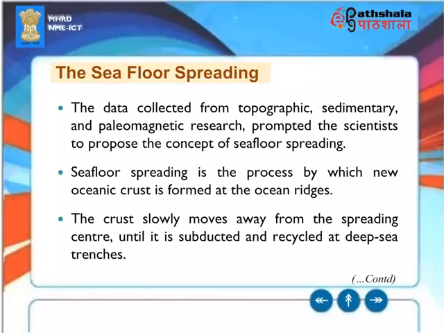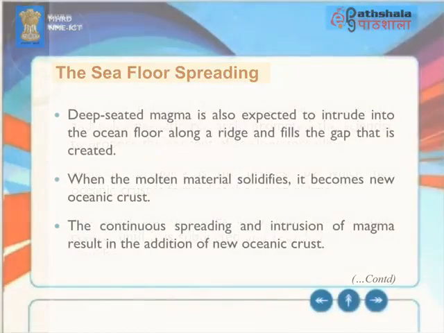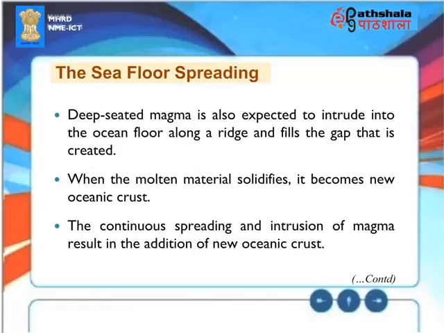The seafloor spreading. The data collected from topographic, sedimentary, and paleomagnetic research prompted the scientists to propose the concept of seafloor spreading. Seafloor spreading is the process by which new oceanic crust is formed at the ocean ridges. The crust slowly moves away from the spreading center until it is subducted and recycled at deep-sea trenches. Deep-seated magma is also expected to intrude into the ocean floor along a ridge and fill the gap that is created. When the molten material solidifies, it becomes the new oceanic crust.